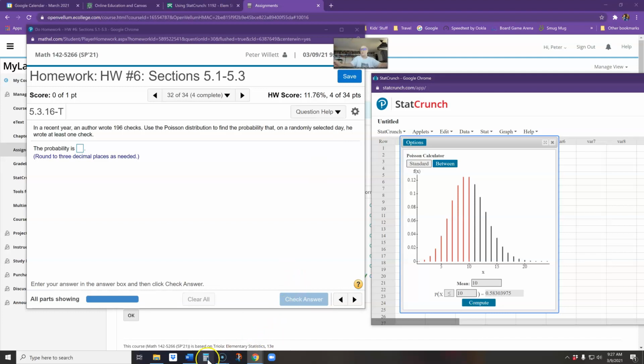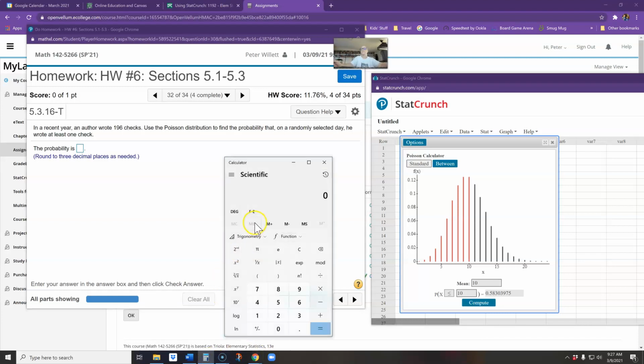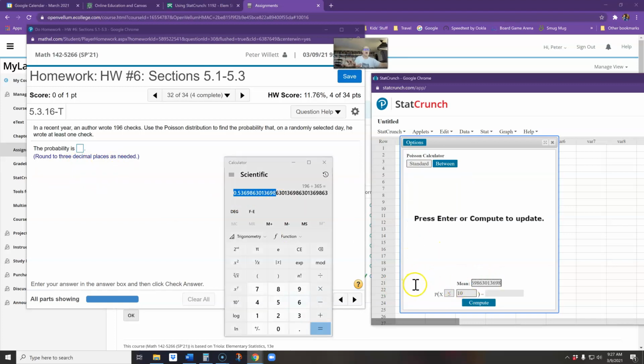So I'm going to grab a Windows calculator for this real quick. And I'm going to go 196 divided by 365. And so that means that there was a mean of a little bit more than a half a check per day. So I want to put the mean value in here. Now, they're not asking for the mean, so I don't know where to round this off. So I'm just going to grab a bunch of decimals to hopefully have plenty of accuracy. And then pop that into the mean value there.